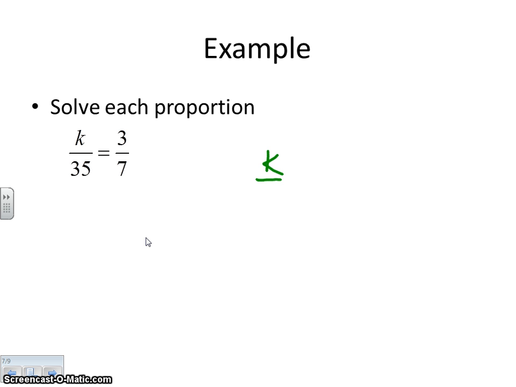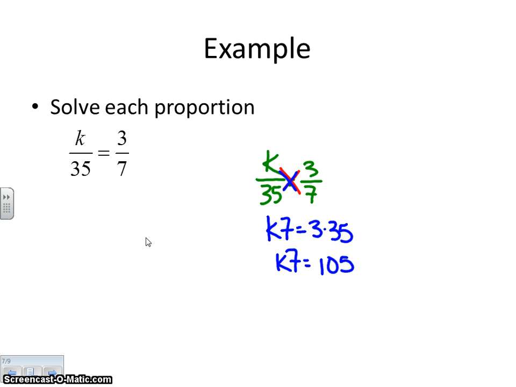Okay, so we set it up as K over 35 equals 3 over 7. And we do our cross product here. Make sure it's a cross, that they're crossing over each other, like that, like skull and crossbones, cross. And we do K times 7 equals 3 times 35. And when you do 3 times 35, you get 105. And you divide by 7 on both sides, and you get K equal to 15. So this is going to be your solution for this K right here.